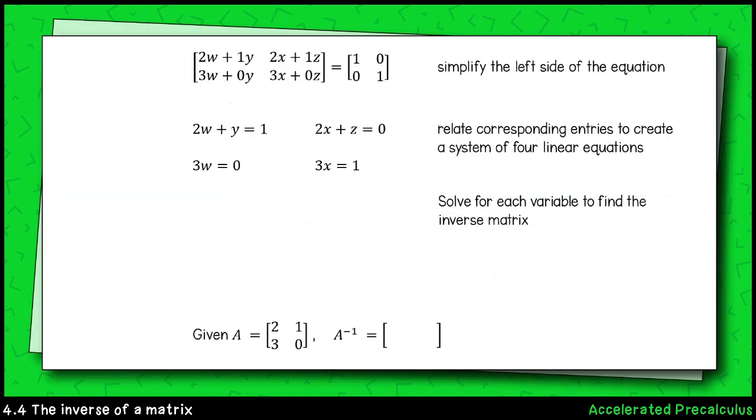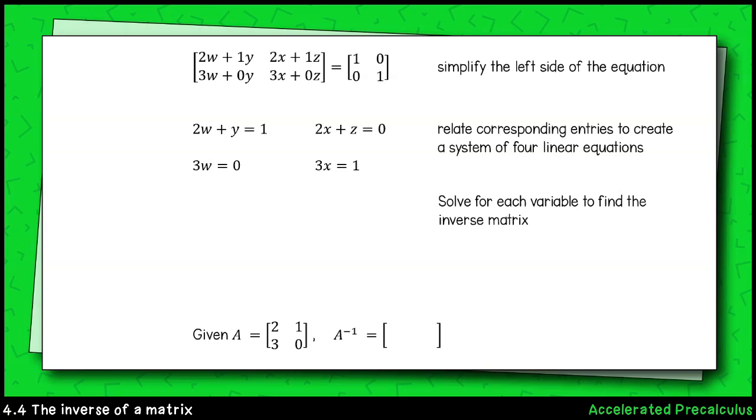Alright, if you think way back to our first lesson, we talked about equal matrices, and that's exactly what we have here. We have two matrices that, while they look different, are actually equal. So we can set each corresponding entry equal to one another. For example, 2W plus 1Y equals 1, and so on. When we do this for all four entries, we end up with a system of 4 linear equations, which I've shown below here.